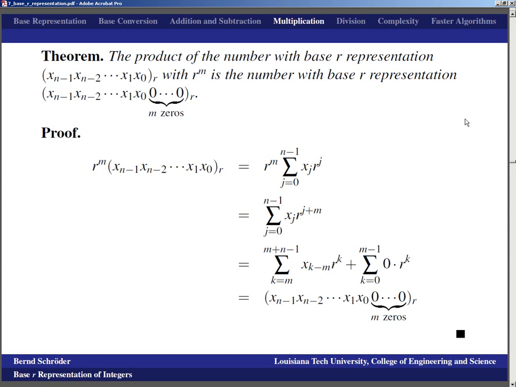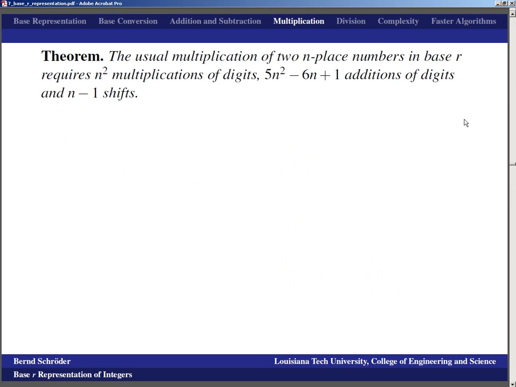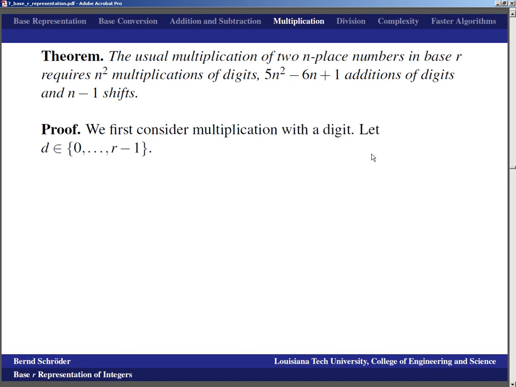And so that wasn't so bad. But of course, the hard part in multiplication isn't the shifting. The hard part in multiplication is the multiplications by digits. And so the usual multiplication of two in-place numbers in base r, I claim, requires n squared multiplications of digits, 5n squared minus 6n plus 1 additions of digits, and n minus 1 shifts. Okay, how does that go? We first consider multiplication with one digit, because shifting will take care of a lot of other stuff, right?